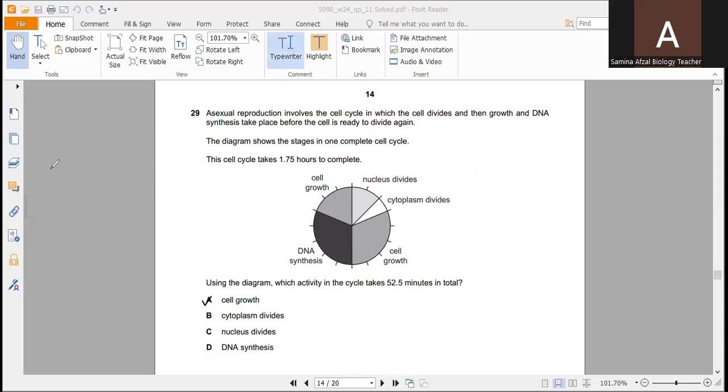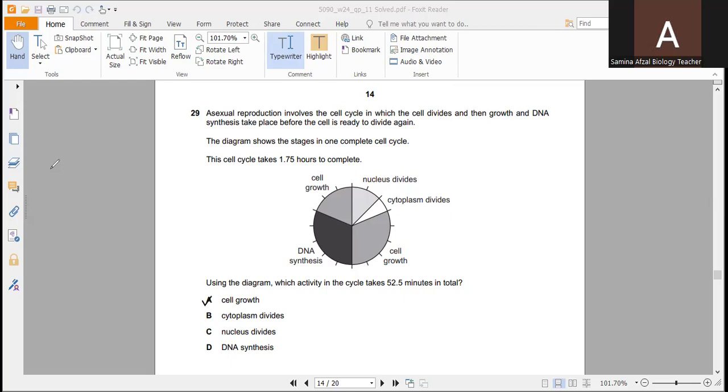Asexual reproduction involves the cell cycle in which the cell divides and then growth and DNA synthesis take place before the cell is ready to divide again. In this question, the diagram shows the stages in one complete cell cycle. The cell cycle takes 1.75 hours to complete.